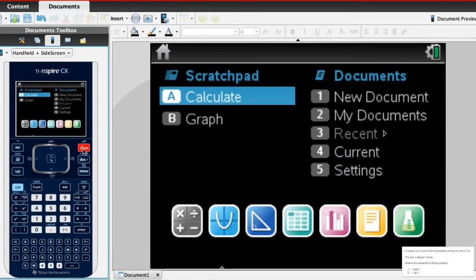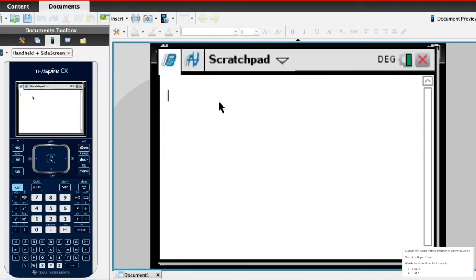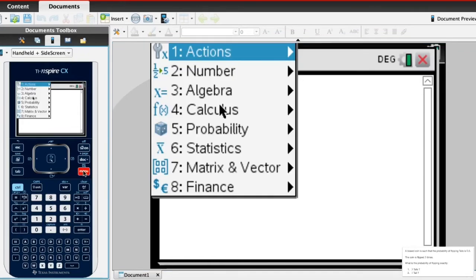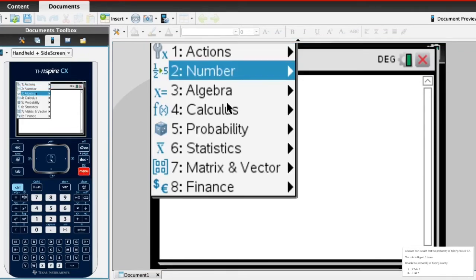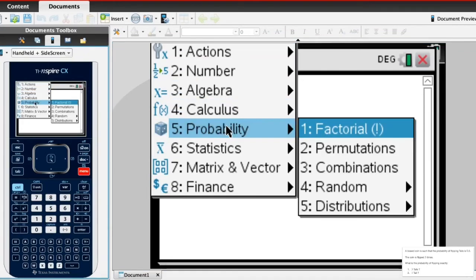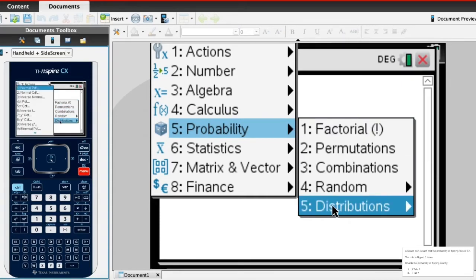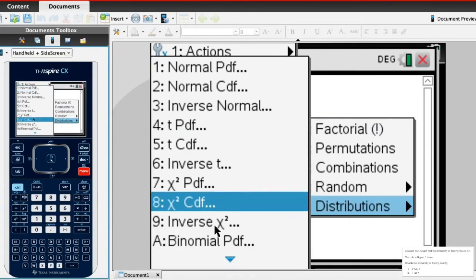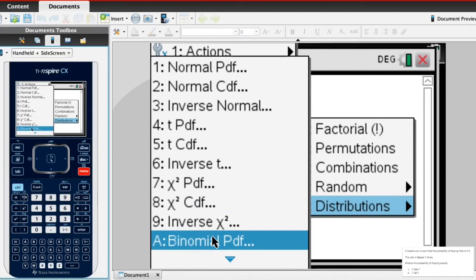As you can see here, I'm on the landing page of my TI Nspire. And so the first thing I'm going to do is to open up the Scratchpad, and for that I just click on Calculate. Now, to find the built-in binomial probability distribution function, I go ahead and click on Menu, followed by the fifth option, Probability. I then go to the fifth option, Distributions, and I look for Binomial PDF, where PDF stands for Probability Distribution Function. And I click on it.